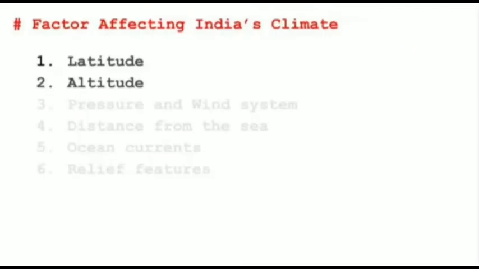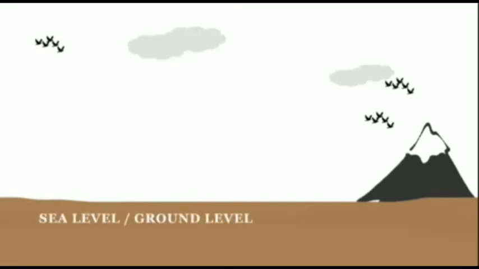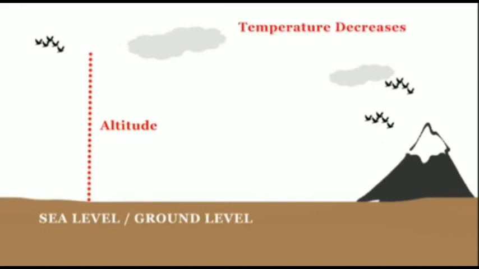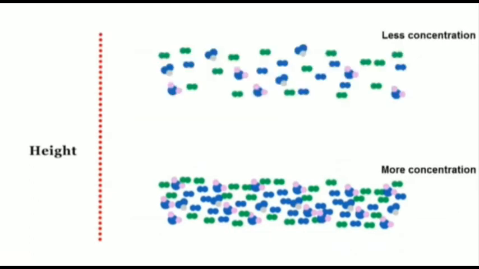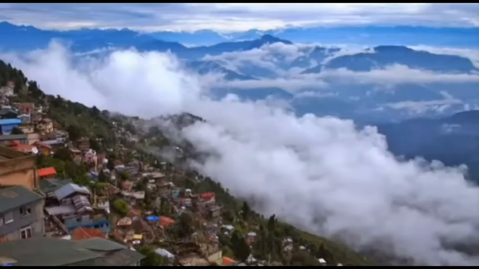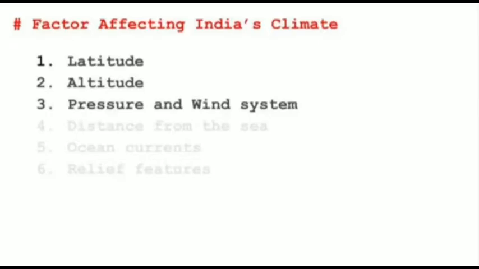The second factor is altitude. Altitude means height. The more you go above the surface of the earth to higher altitudes, the temperature decreases, because the concentration of air molecules decreases. It is also called as thin air. That's why we like to go to hill stations.